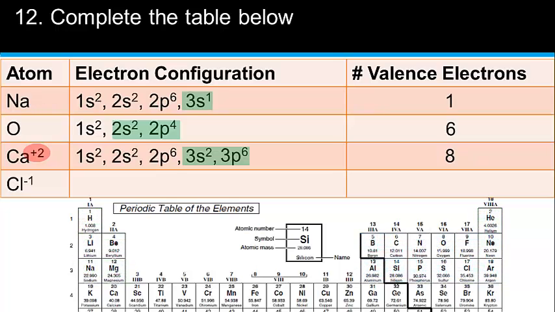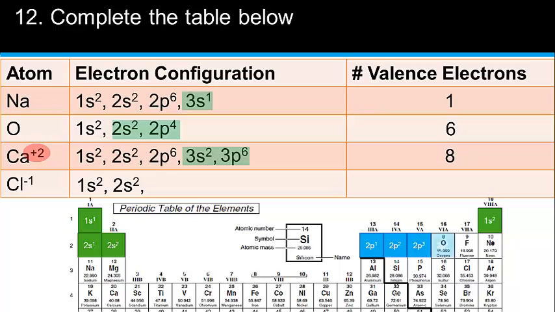Okay, last one is chloride. So start with hydrogen, 1s1, 1s2, write it down. 2s1, 2s2, I'm at the end of the s block, so I need to write it down. Come over to p block, 2p1, 2p2, 2p3, 2p4, 2p5, 2p6. Now I'm at the end of the second energy level, so I write down what I have, come down to sodium. So 3s1, 3s2 at the end of the s block, so write it down.